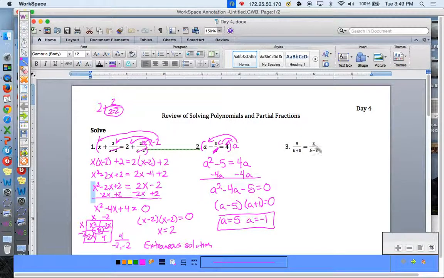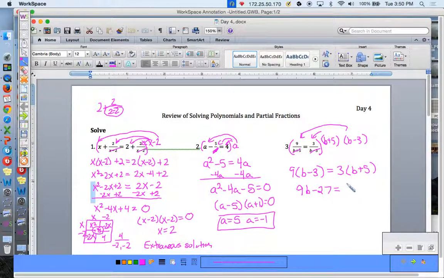So our next one here, let's see, we have b plus 5 as a factor and b minus 3. So when we multiply it to this first one, our b plus 5 would reduce out to 1, so we're left with 9 times b minus 3. The second one, we won't have the b minus 3, so we have 3 times b plus 5. Multiply this out, we have 9b minus 27, 3b plus 15.